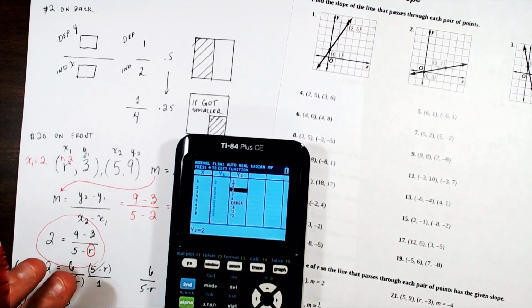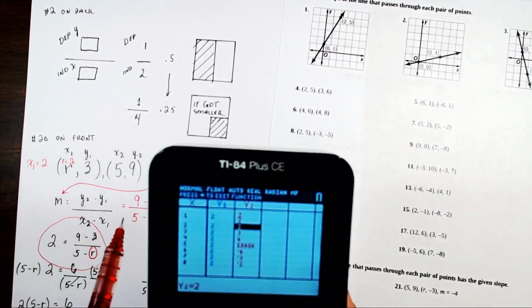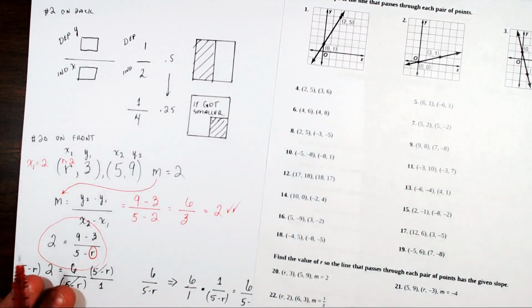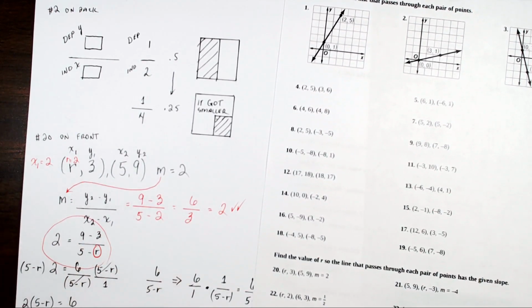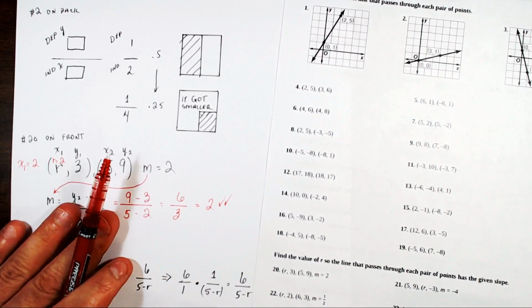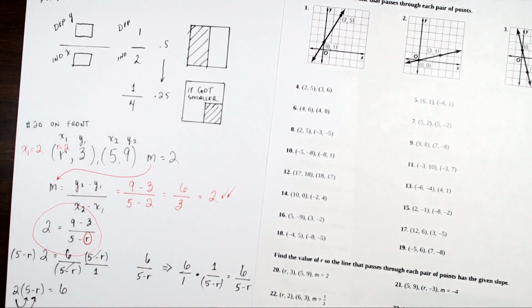Okay, so I am the least comfortable with this method. I would really prefer that you solve it algebraically. That way you know you're right, and you can check it that way. Okay, that is the tutorial.